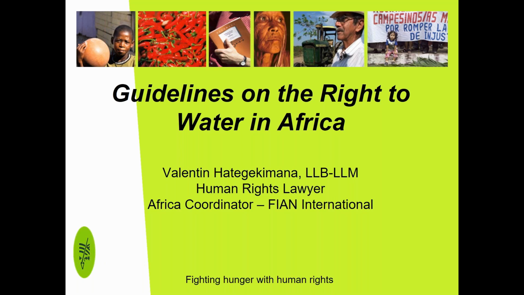For the second question, it is much easier. It will be a question of searching and seeing which country has incorporated or has put the right to water into the legal framework, because that's what it means. The guidelines are there to guide, but the essential point is to make sure that the states put the right to water into their legal frameworks.